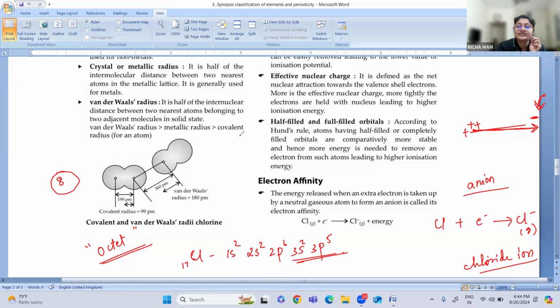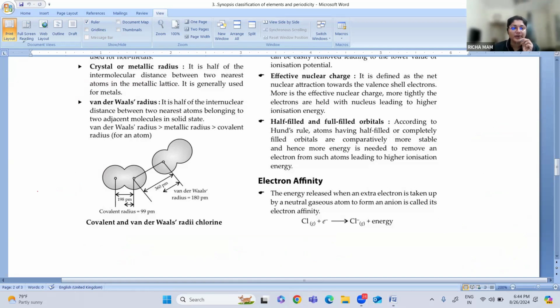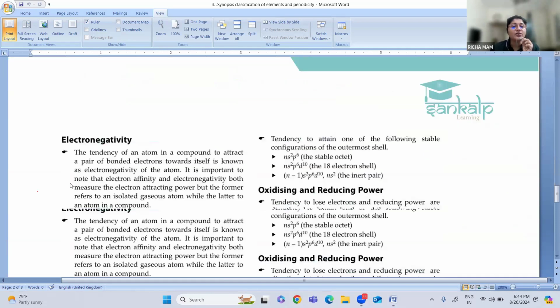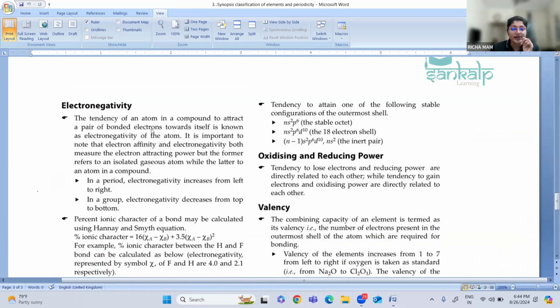Now electron affinity is taking up an extra electron. The energy which is released is called the electron affinity. So remember this very important concept. Next is electronegativity.